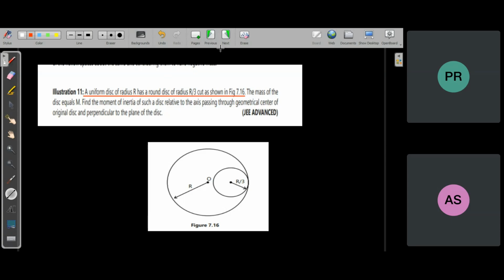Sir, we can first consider the total mass of the disk as m1, and this removed mass is m2. We can write m as m1 minus m2. Correct. Now you can find the mass relationship between m1 and m2, because you know their radii.